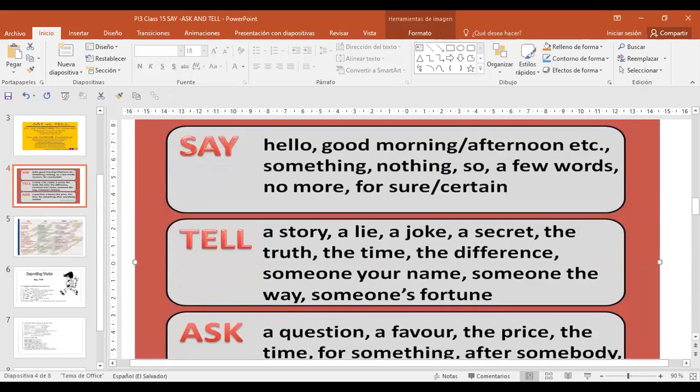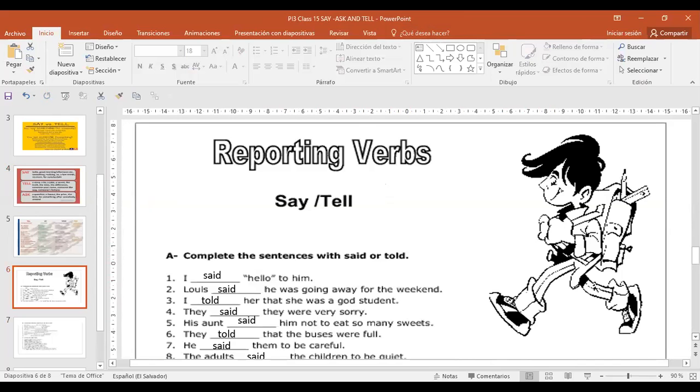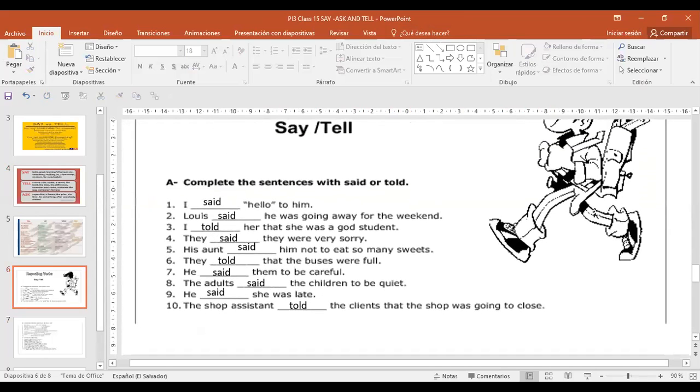Okay, say hello, good morning, good afternoon, something, nothing, so, a few words, no more, for sure, certain, literally. What we tell: a story, a lie, a joke, a secret, the truth, the time, the difference, someone your name, someone the way, someone fortune, right? Okay, so remember, keep in mind that, okay? So let's work with this other exercise.